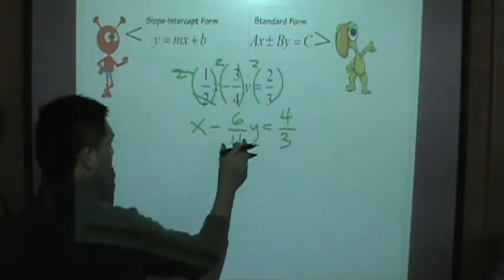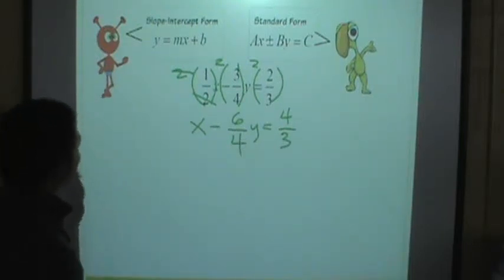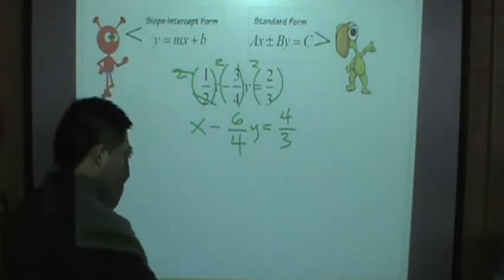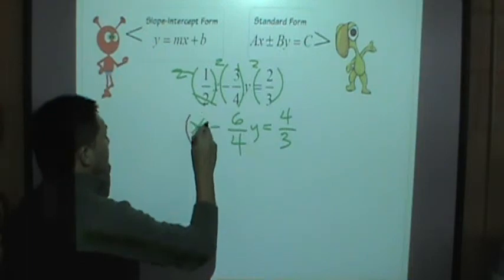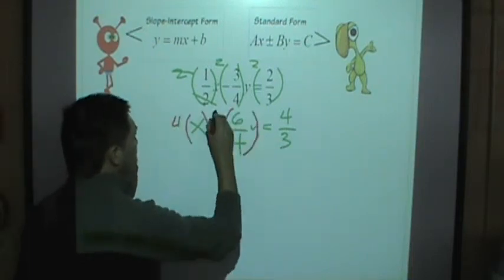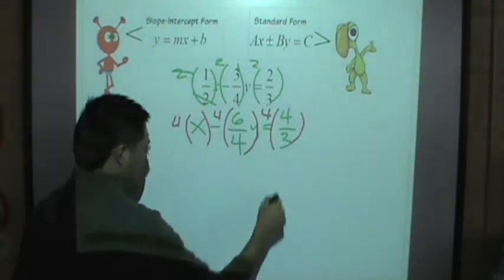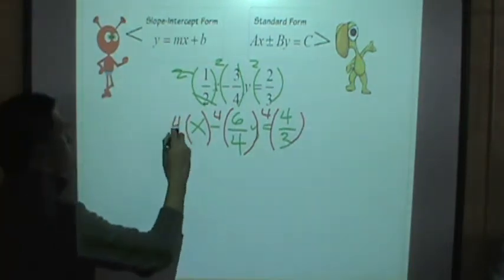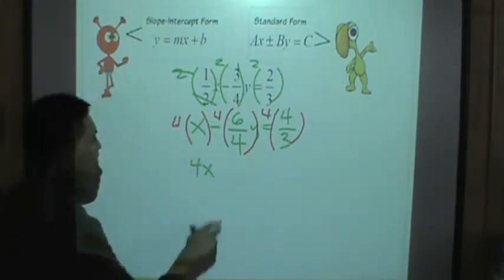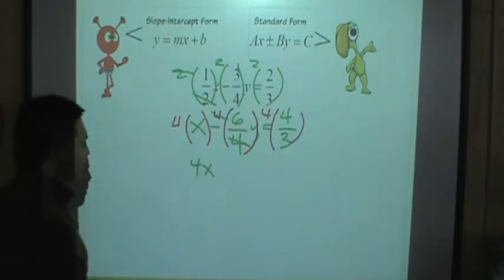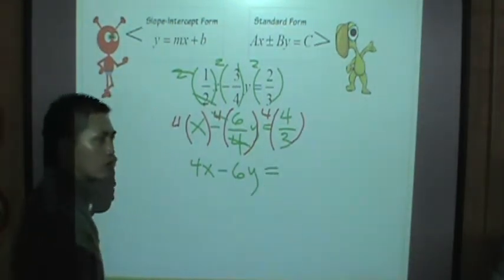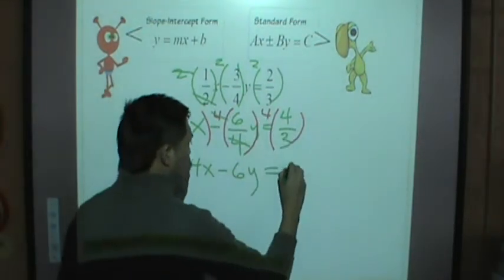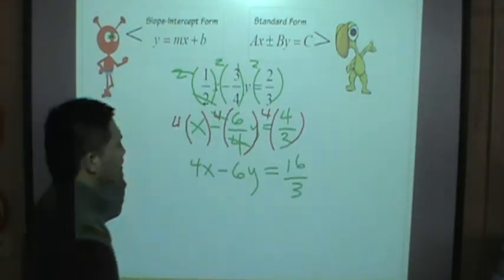Now, let's get rid of 4. Multiply everything by 4. Multiply by 4, 4, 4. And now I have 4x. Here you go. Just cancel it out. Minus 6y equals 16 over 3.